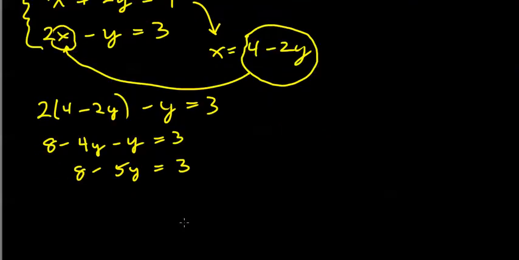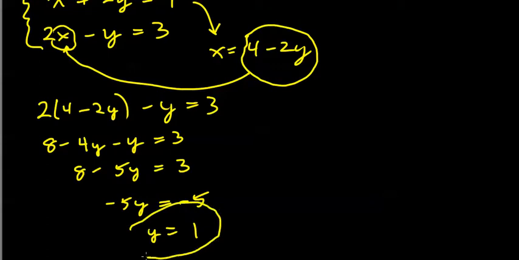If I subtract 8 from both sides, I get minus 5y equals minus 5, and I get a y value equal to 1. Let me circle this. This tells me the y-coordinate of the point of solution to both of those equations in that system is 1. So I know my solution point is going to look like this: y has to be 1, but I don't know what the x-coordinate is.